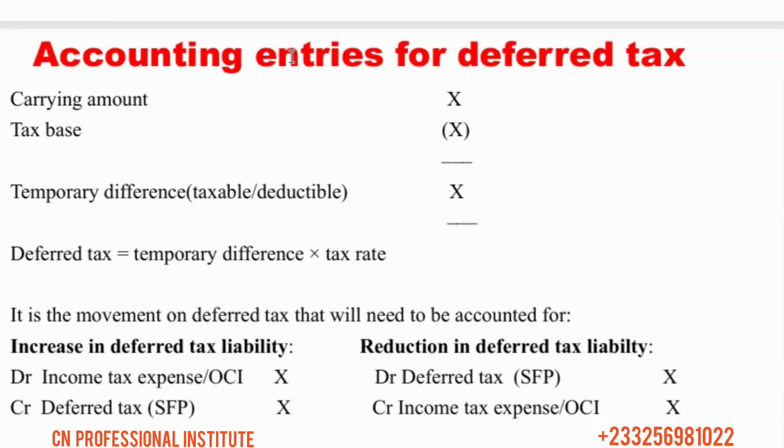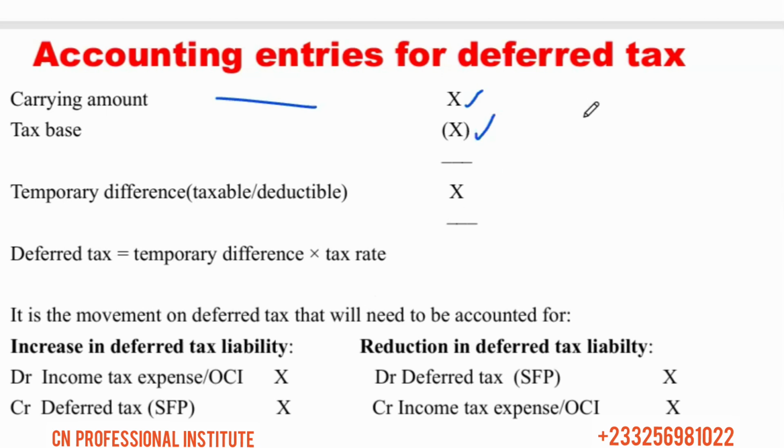With this one, we said that we compare the carrying value of the asset with the tax base, and the difference is the temporary difference. For assets, if the carrying value is bigger than the tax base, we have a taxable temporary difference, which will create a deferred tax liability. If the tax base of an asset is bigger than the carrying value, that gives us a deductible temporary difference, which in turn creates a deferred tax asset. When you get the temporary difference, you apply the tax rate on it, and you have your deferred tax.